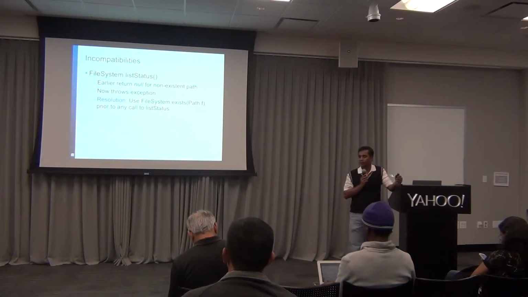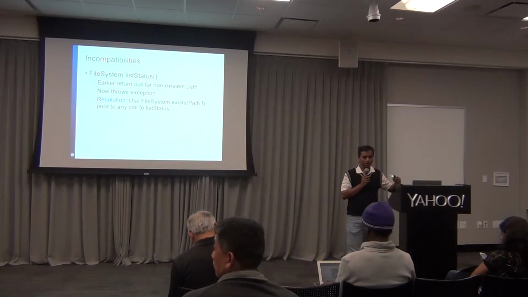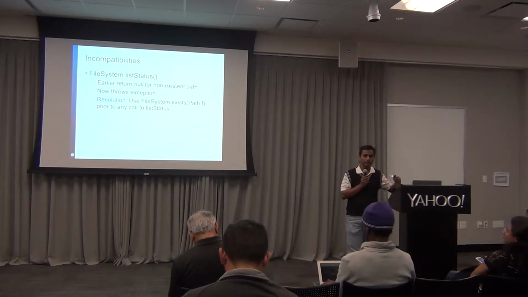Issue number 3. This was a compatibility issue, and it is not an API compatibility. It is behavioral compatibility. Just take this example of list status. Somebody did this list status previously in their code, and they are passing some path that does not exist. But previously it was returning null, and they wrote the code: if return value is null, do this.